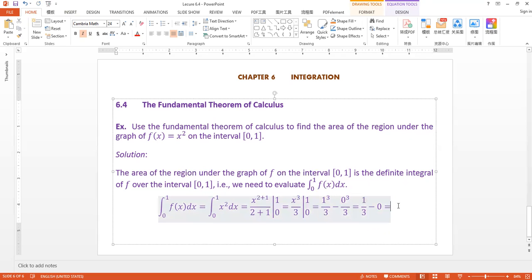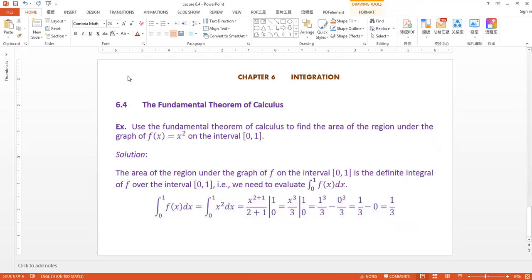So that's the answer. The area of the region under the graph of y equal to x squared, the parabola, from 0 to 1 is 1/3.